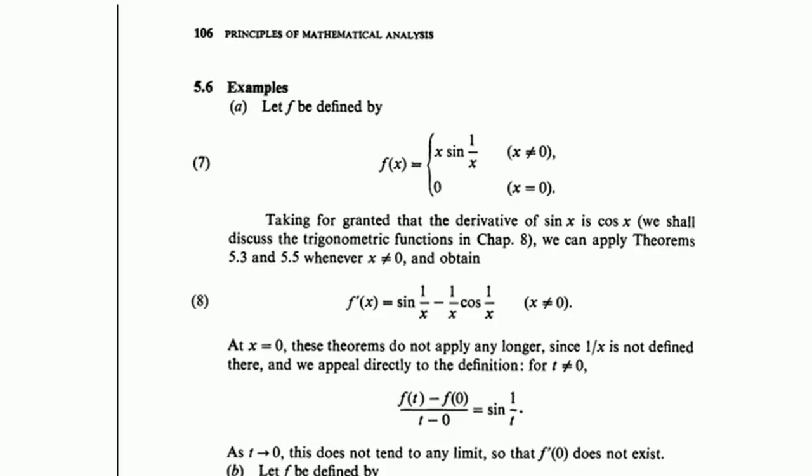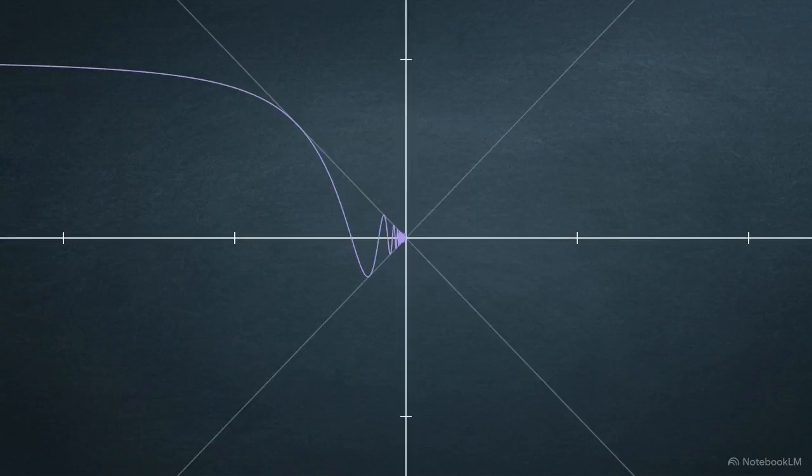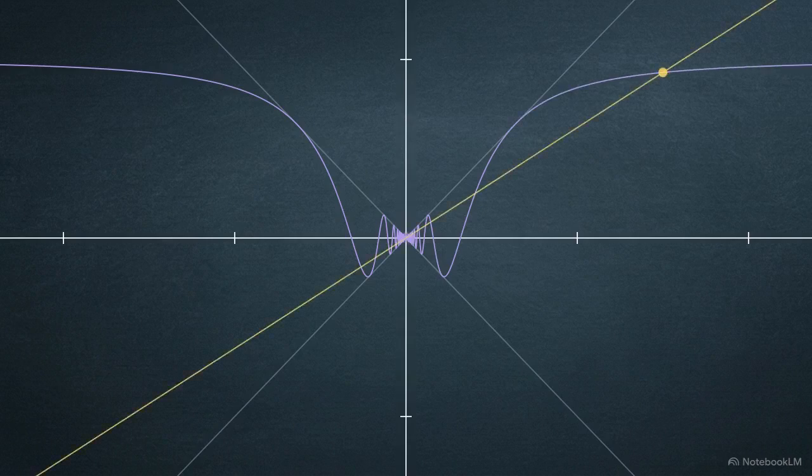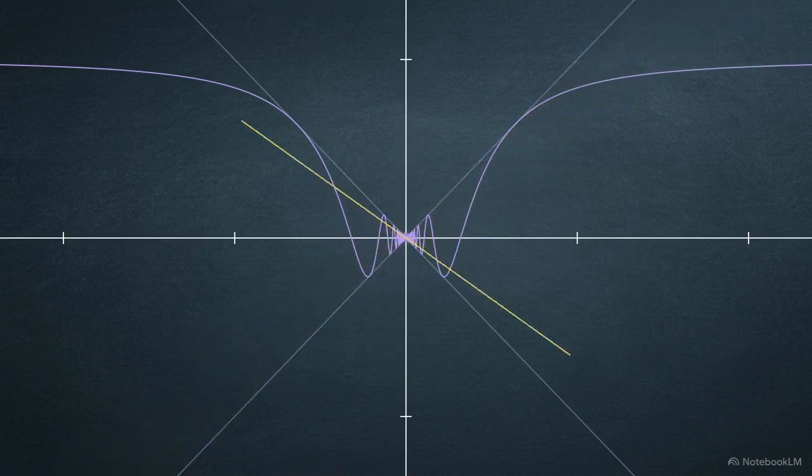To test the boundaries of these rules, let's examine example 5.6a. This function is defined as x times sine of 1 over x. The challenge is to evaluate the derivative at the origin, where x equals 0. This diagram illustrates the behavior near the origin. The line is continuous, but as we evaluate the limit approaching 0, the sine term causes an infinite oscillation. Because the curve zigzags without settling on a single slope, the limit does not exist. The function fails to be differentiable at 0.